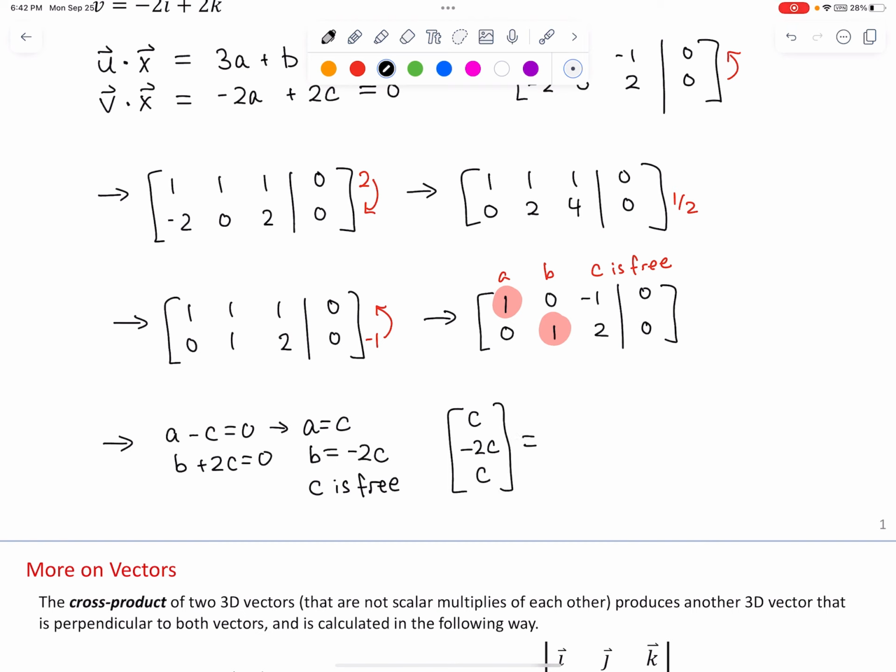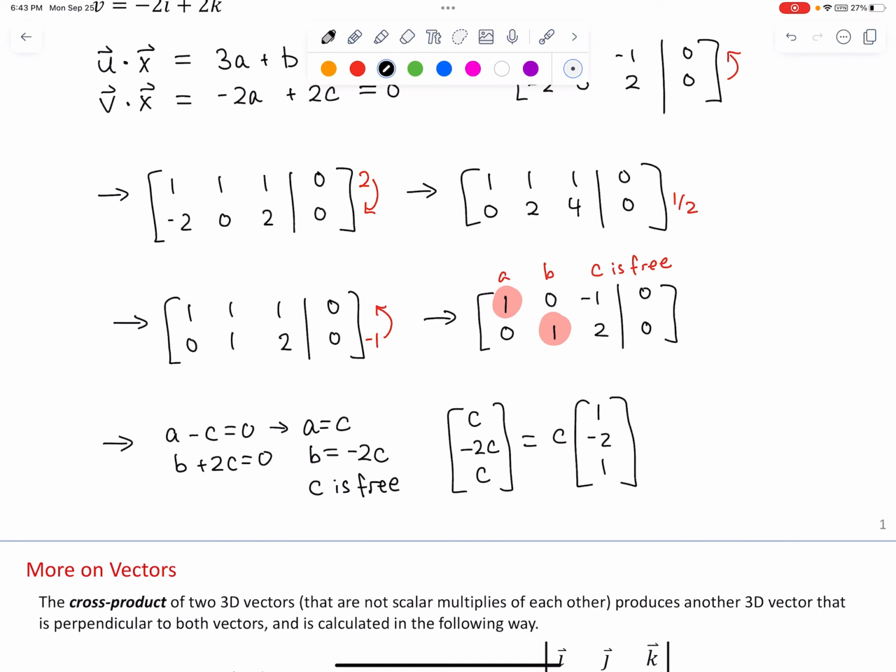Well, we could factor this c out, and that leaves us with c times the vector 1, negative 2, 1. Suggesting that there are infinitely many answers where c is free, and any multiple of this vector, 1, negative 2, 1, is going to be a vector that is perpendicular to the two given vectors. Now that should make sense to you: if you have a vector that's perpendicular to two other vectors, then changing its magnitude without changing its direction will result in vectors that are still perpendicular to the two given vectors.